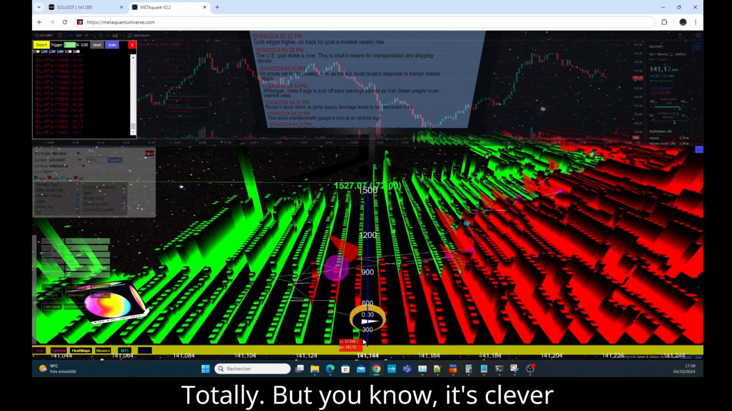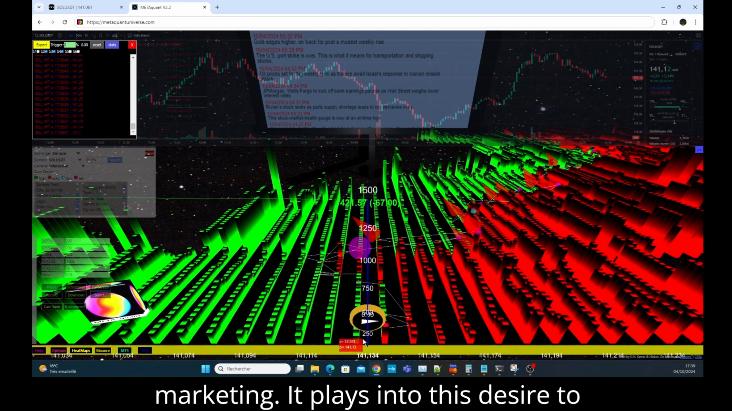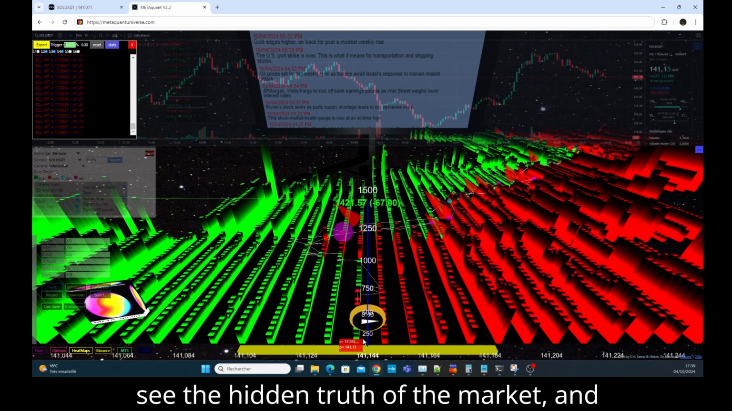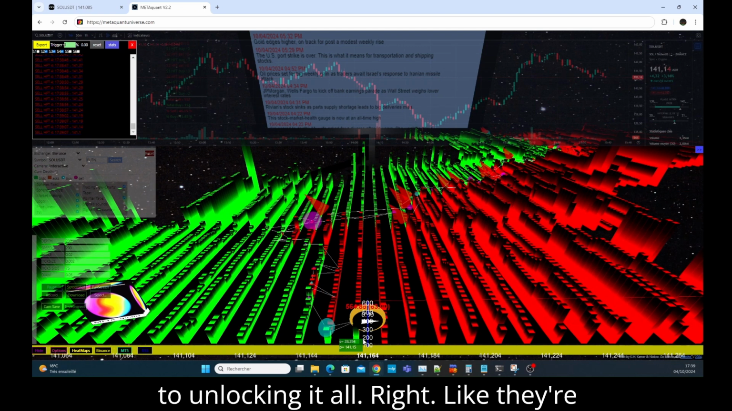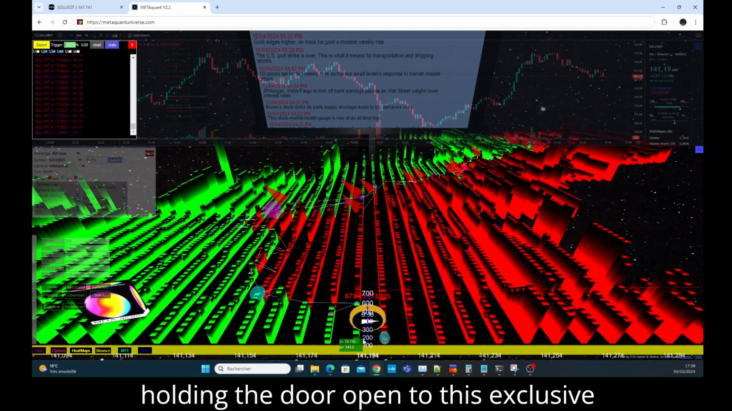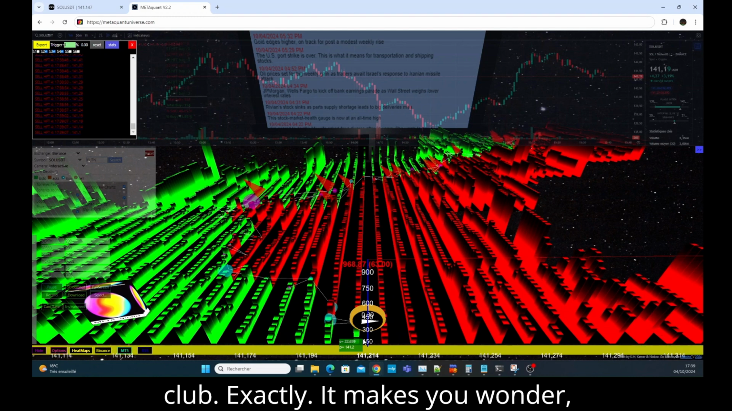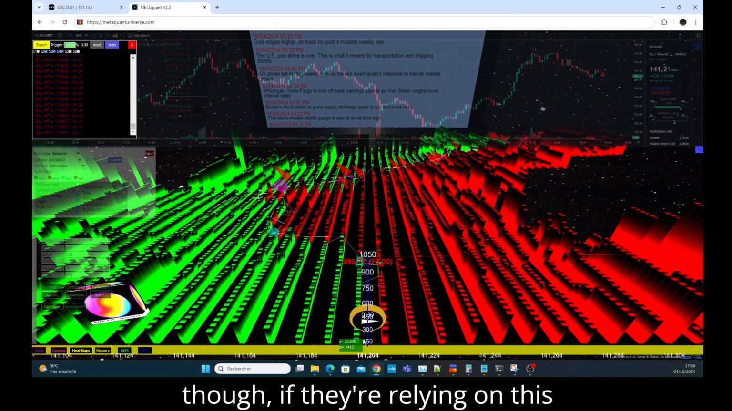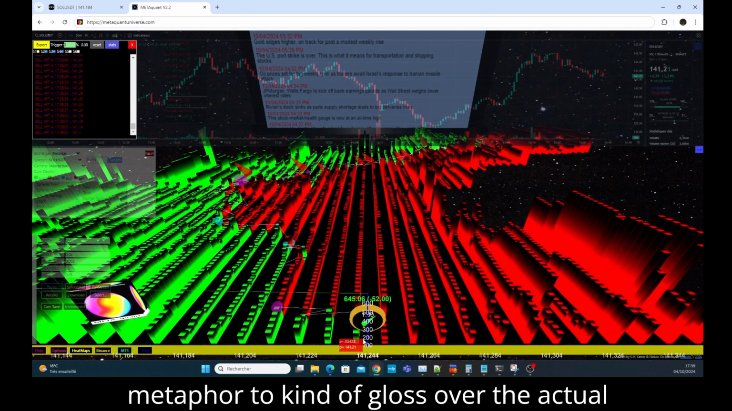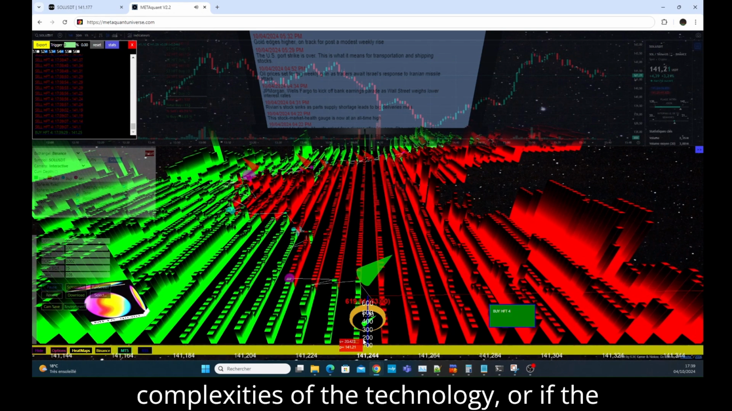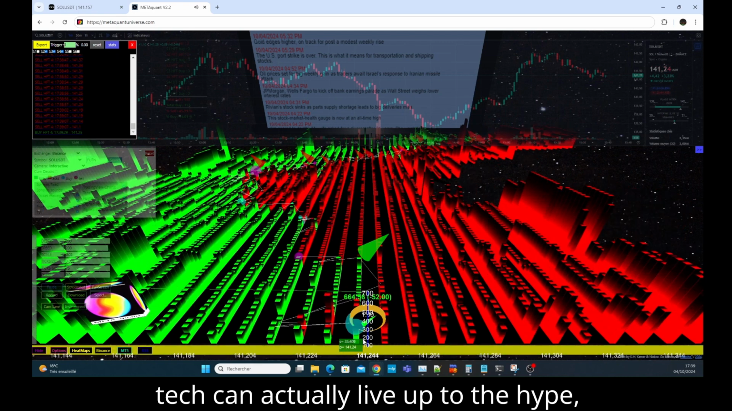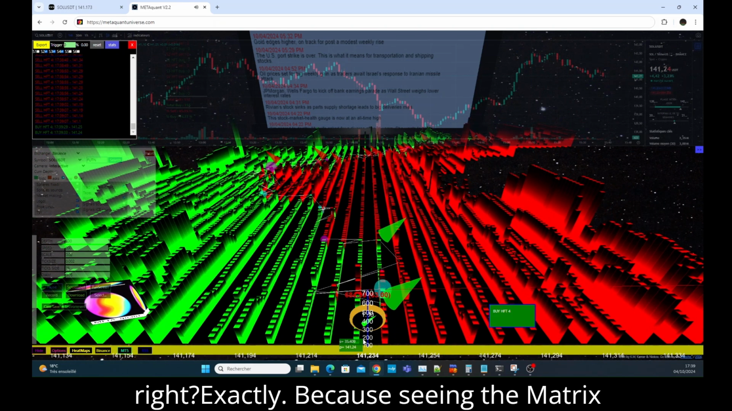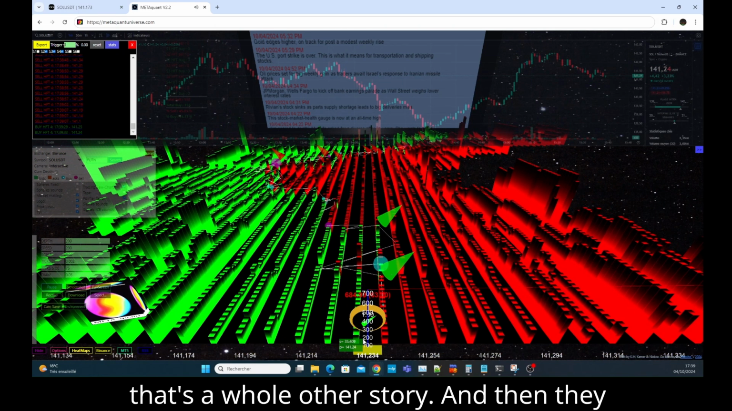But it's clever marketing. It plays into this desire to see the hidden truth of the market, and they're presenting themselves as the key to unlocking it all. Right, like they're holding the door open to this exclusive club. Exactly. It makes you wonder, though, if they're relying on this metaphor to kind of gloss over the actual complexities of the technology. Or if the tech can actually live up to the hype, right? Exactly. Because seeing the matrix is one thing, but understanding it, that's a whole other story.